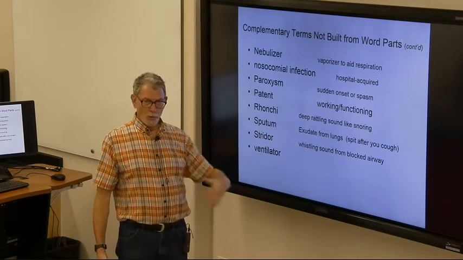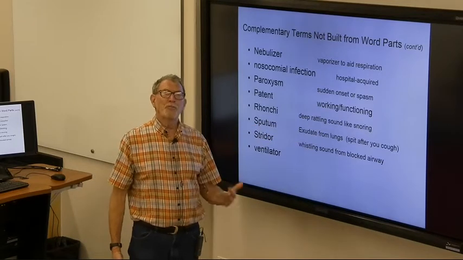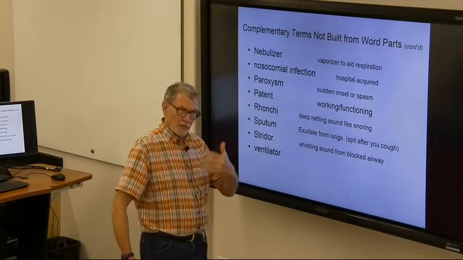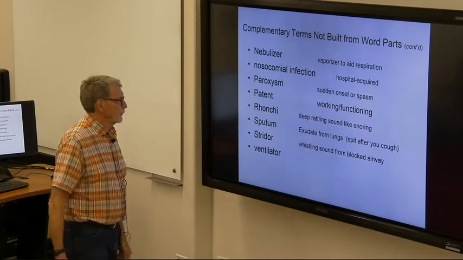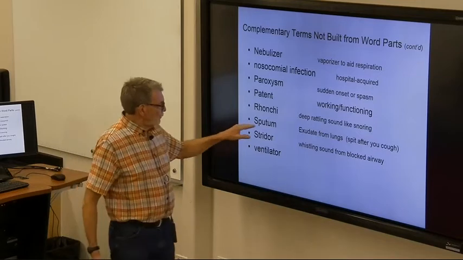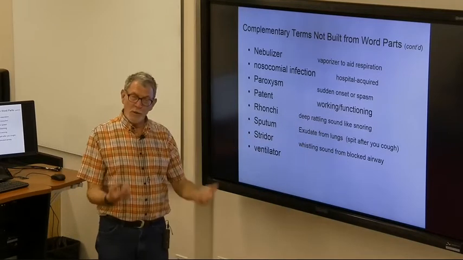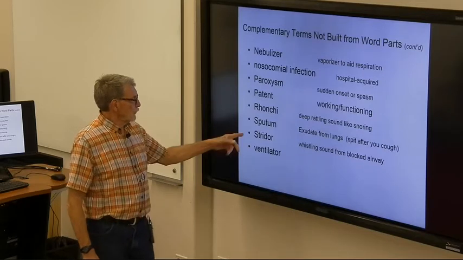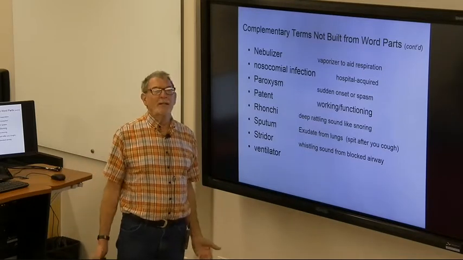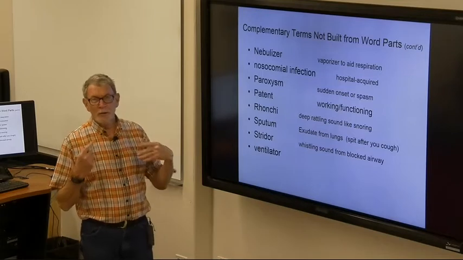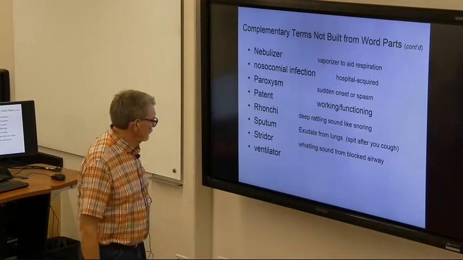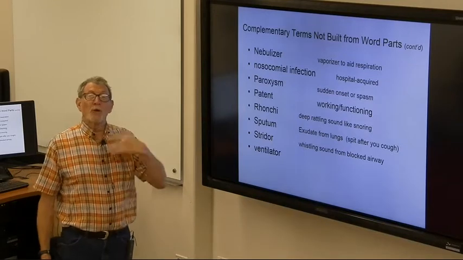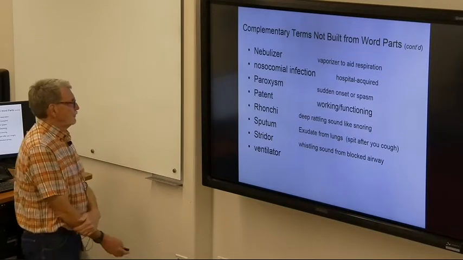Rhonchi are really deep rattles in the chest. Somebody with a bad smoker's cough has rhonchi. It sounds kind of like a snoring sound. Sputum is the goo that comes out of your lungs when you cough. Stridor is wheezing, really. And a ventilator is something that breathes for you or assists you in breathing.